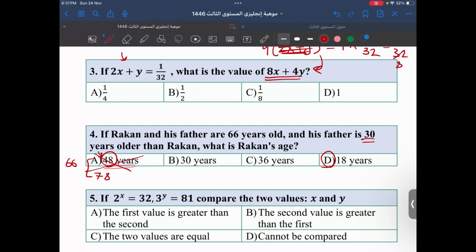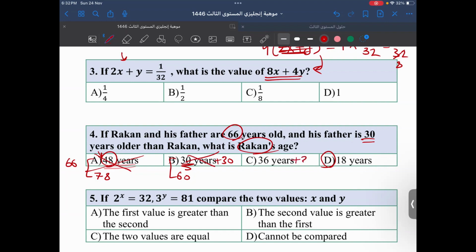Let's see the next one. It's 30 years for Rakan. So his father will be what? 36. He is older than him by 30 years. So I'm just going to add 30. 60. And when I add them together, does it equal 66? No. So I try the next one.